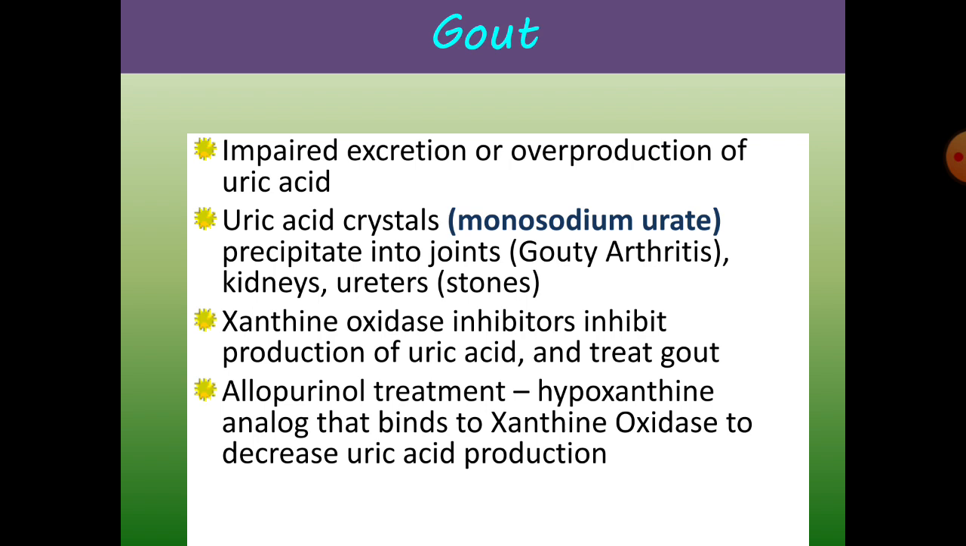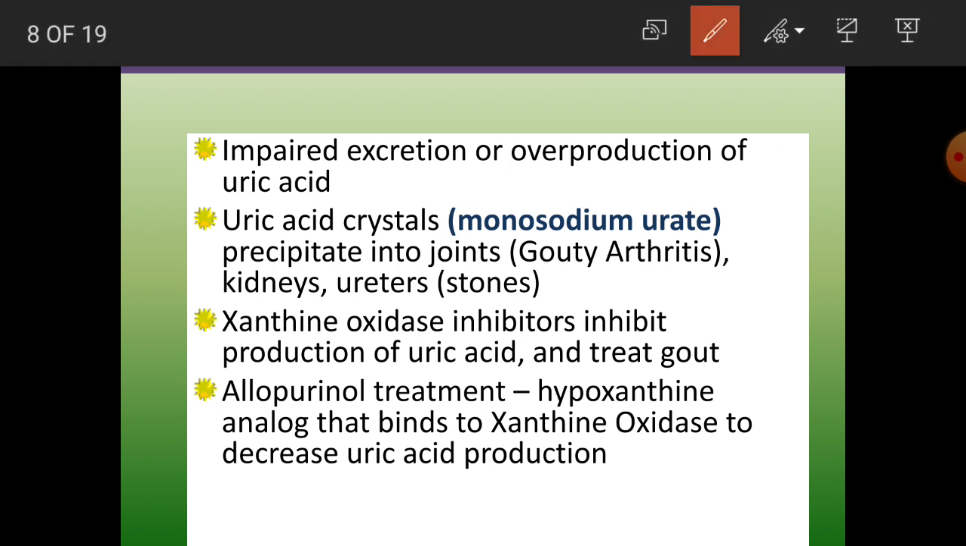So this xanthine oxidase, which is catalyzing the last two steps, is actually producing the uric acid. So if we want to inhibit production of uric acid, what do we want to do? We want to check the activity of xanthine oxidase. So we give xanthine oxidase inhibitors. So that is the drug of choice. Allopurinol treatment leads to a hypoxanthine analog being formed that binds to xanthine oxidase and decreases uric acid production.